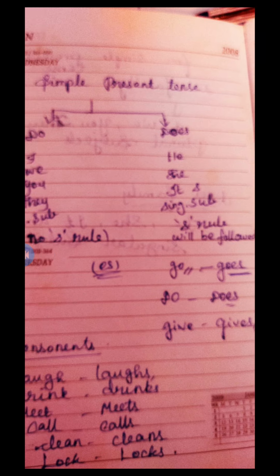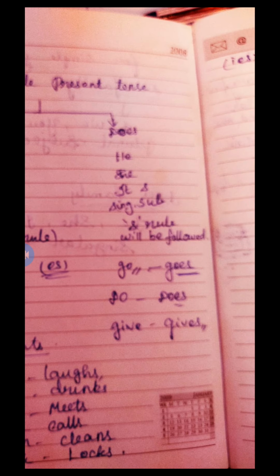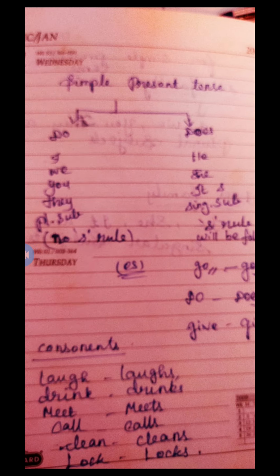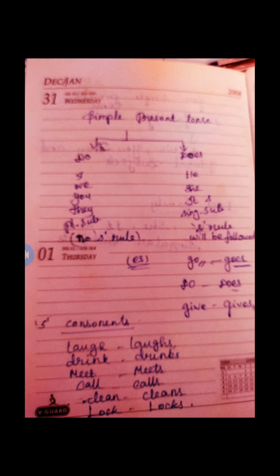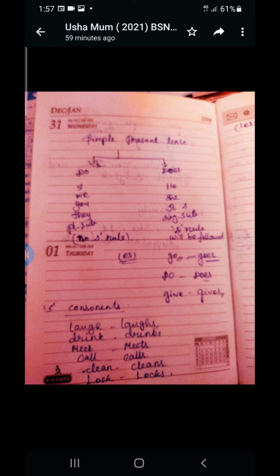Now listen, there is a rule, that means a formula, for does family members. We have a formula for adding s at the end of the verb. There are three endings: s, es and ies. Now listen, we have some letters in English. We call them alphabets.